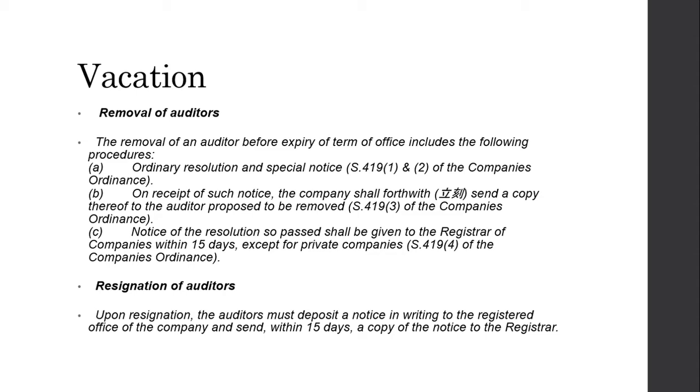Now, in the vacation, there is removal of an auditor. The removal of an auditor before expiry of term of office includes the following procedure. So an auditor can be removed from the office before the tenure or the term is over, before the time is done. Maybe he was there for 1 year, but before the end of 1 year, he can be removed from the office. And under what condition?